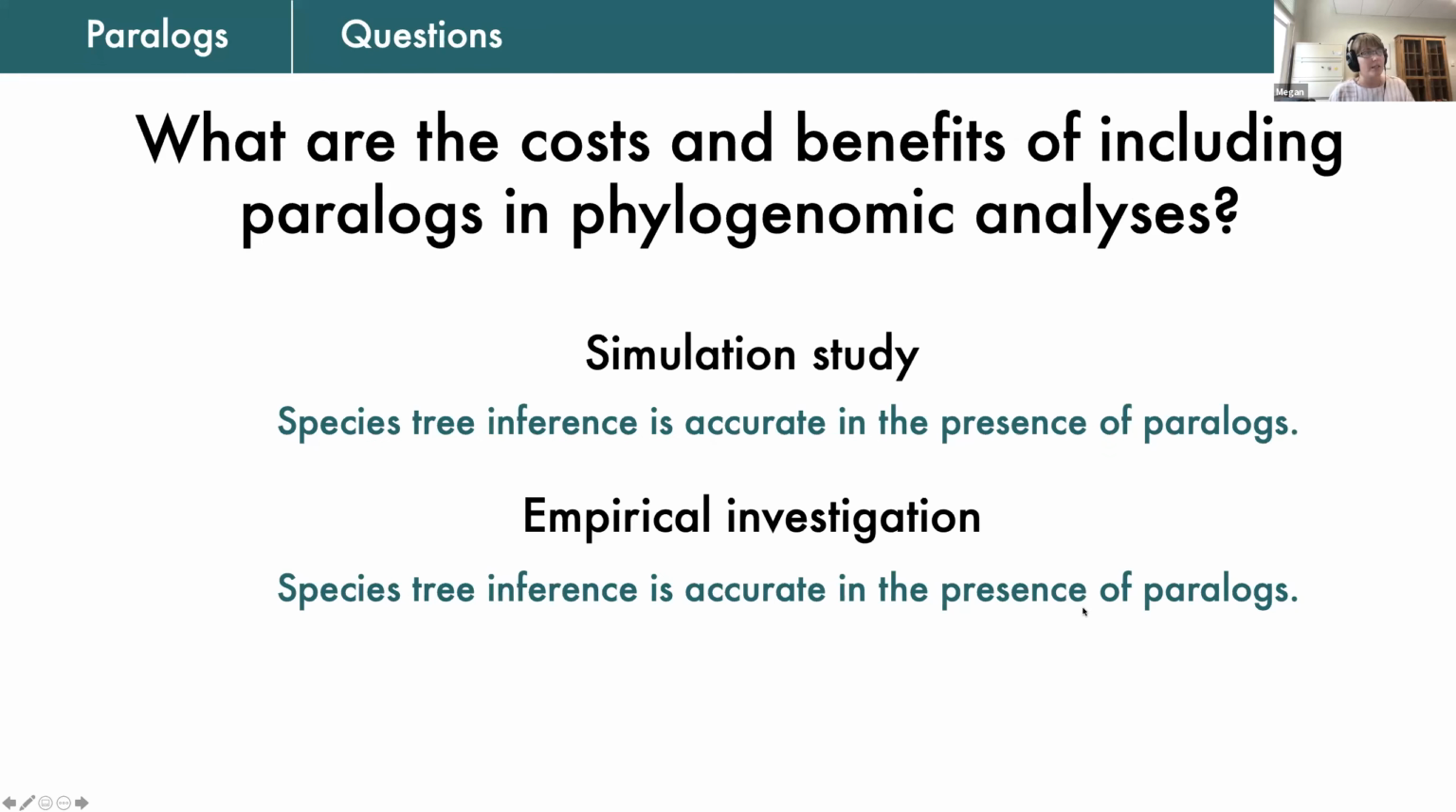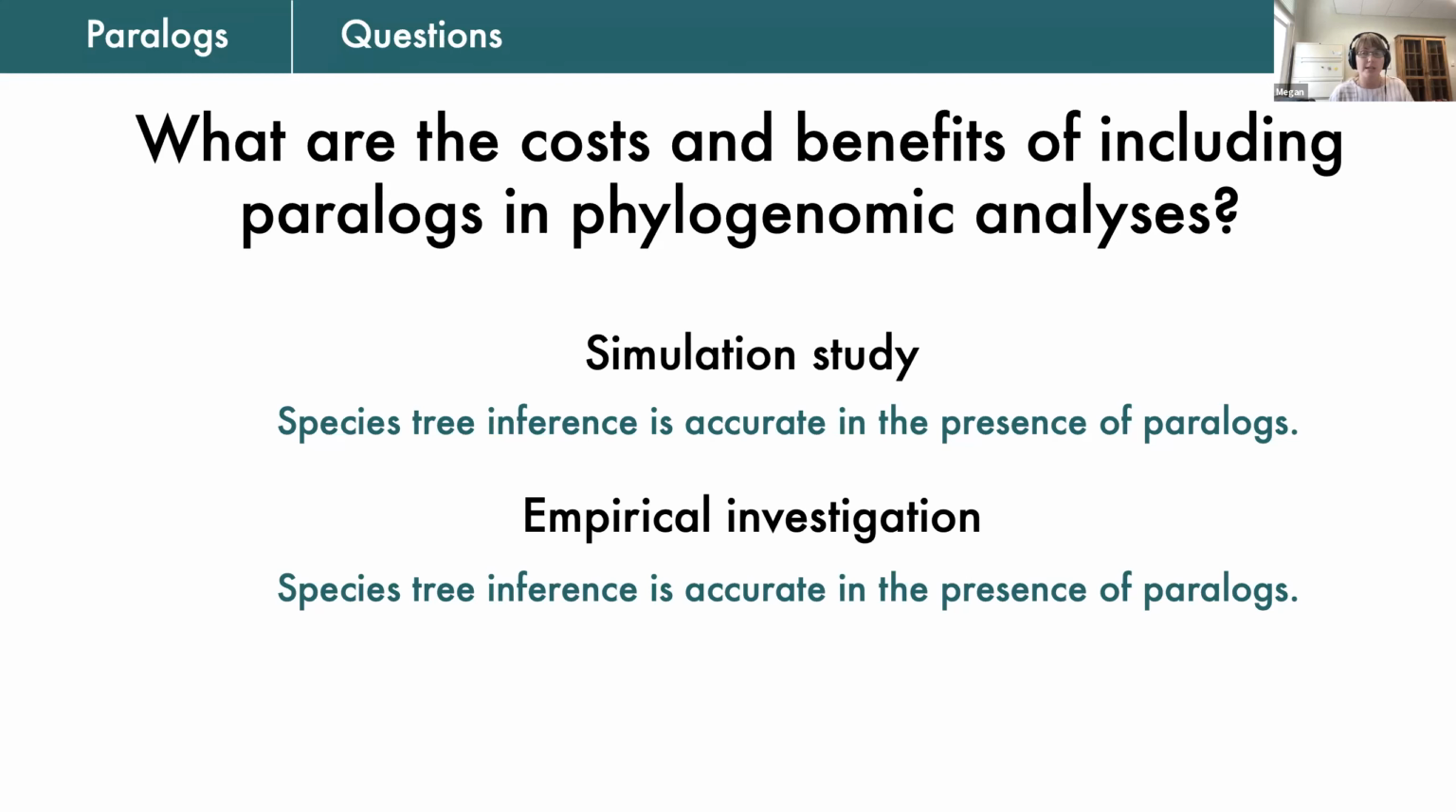So both our simulation study and our empirical investigation suggest that species tree inference is accurate in the presence of paralogs. And I didn't show this for the sake of time, but we also did this in several other groups, including plants, fungi, and a larger data set from vertebrates. And we found across the board that including paralogs, especially using those branch cutting methods to extract orthologs from larger gene family trees rather than relying on single copy genes, really did not negatively impact our inferences.